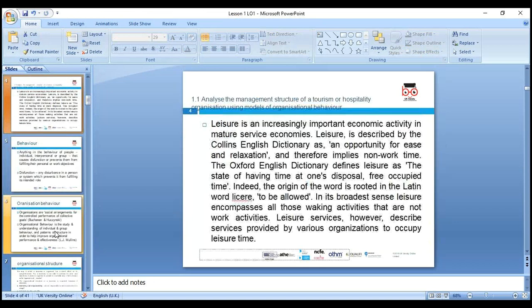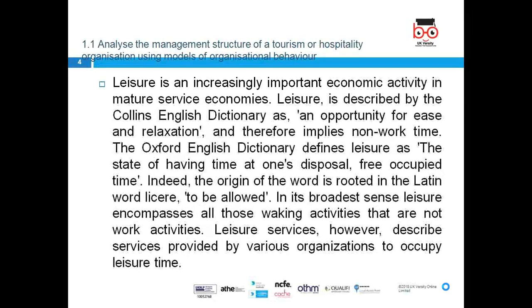So first, our assessment criteria: analyze the management structure of a tourism or hospitality organization using the models of organization behavior. We'll go through a few today, and they will focus. So what is the definition of leisure? Leisure is an increasingly important economic activity. If this activity carries on happening, we will carry on earning more money and achieving our organization objective. It is described as an opportunity for ease and relaxation, so leisure therefore implies non-work time.